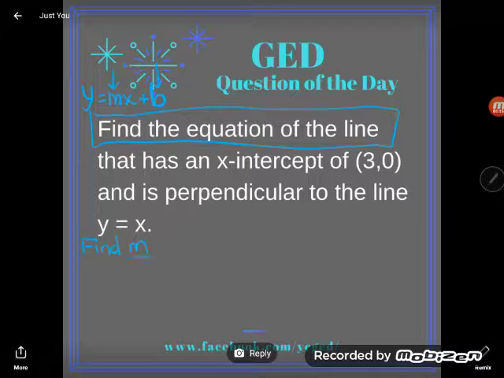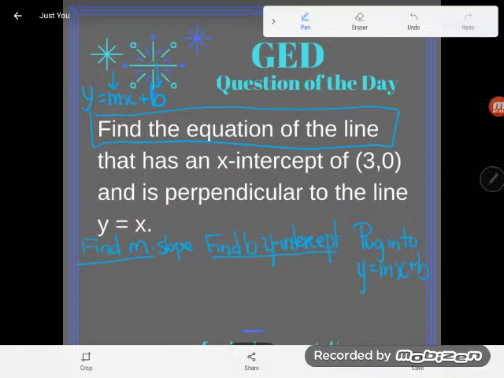I'm going to need to find m. Remember that m stands for the slope of the line. And I'm going to need to find b. And remember that we use the letter b in this equation to stand for the y-intercept, the place where my line crosses the y-axis on the graph. Once I find m and find b, then I'll be able to plug into that slope-intercept equation, y equals mx plus b. Okay, I've given myself a little plan. Let's go ahead and see what information I know.